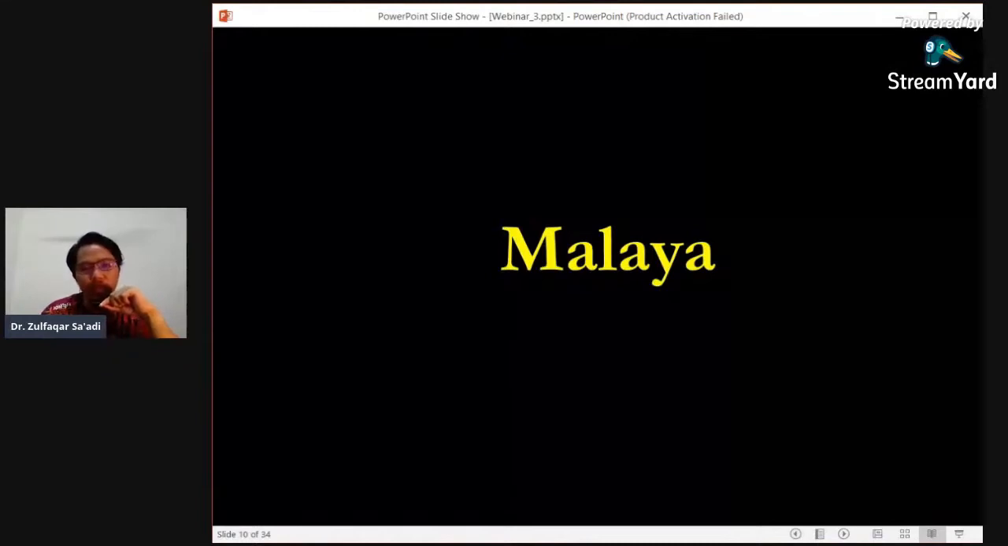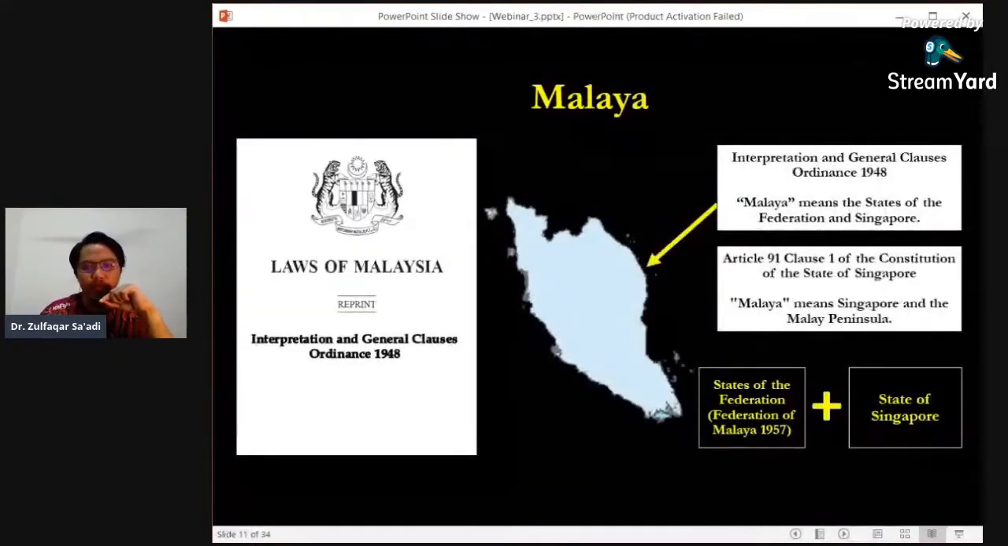Now we look at Malaya. If we look at what is Malaya, you look also at the Interpretation and General Clause Ordinance 1948. This is the ordinance made by the Federation of Malaya, 1957. They make this ordinance. So any law before the Federation of Malaya gained independence is called an ordinance. After the Federation of Malaya gained independence, it's called an Act of Parliament.